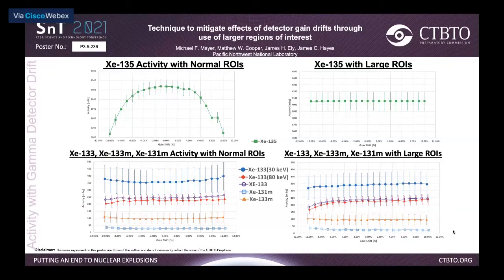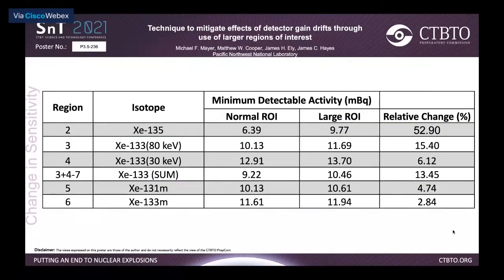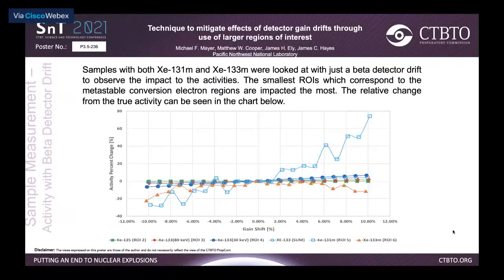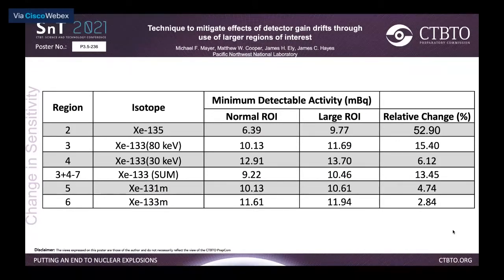So we see that if there's a gain drift in the beta or in the gamma detector, the xenon 135 is highly impacted, but with larger regions of interest, that impact is mitigated. And the same thing with the xenon 133, 133m, 131m. There are some slight variations, but with larger regions of interest, the variations become a little less impactful. How do these larger regions of interest affect the MDA and the MDC of the detector? We see that for xenon 135, the larger regions of interest that I used increased the MDC or MDA by about 50%, but this can vary based on how large a region of interest you use.